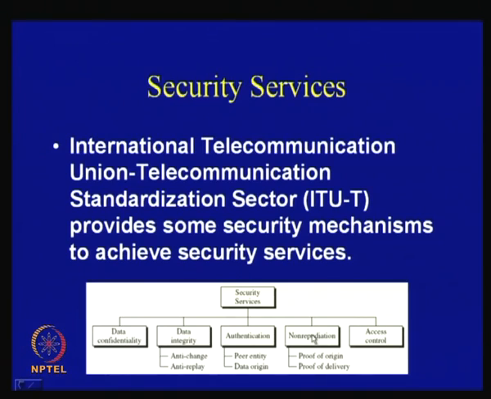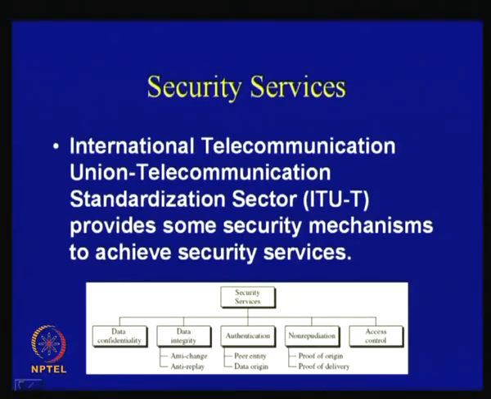So these are the basic goals, or rather basic attacks, that we have seen. And now comes the most interesting part: how do we achieve these goals? What are the security services through which we obtain them? We will see the various kinds of security services. One of them is data confidentiality, the other ones are data integrity, authentication, non-repudiation, and access control.